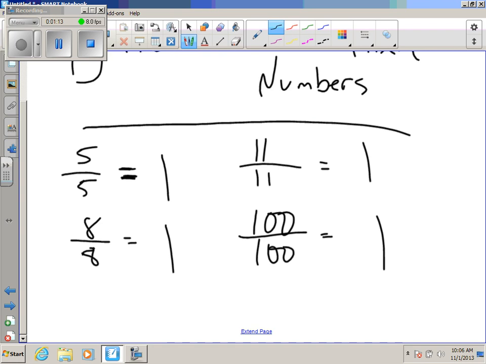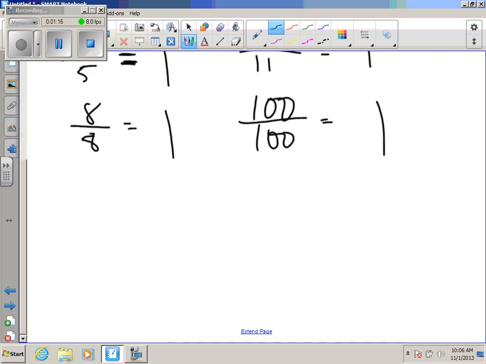Just like if you were using money, and maybe you had a $1 bill, and maybe you said 4 quarters. It's the same amount, just written a little bit differently, or just expressed in a different way.